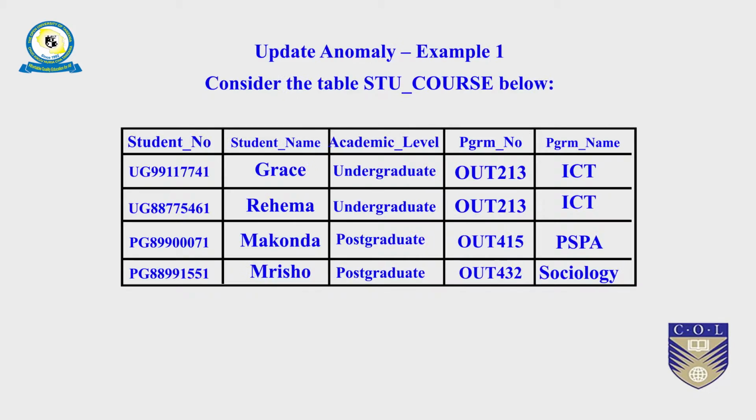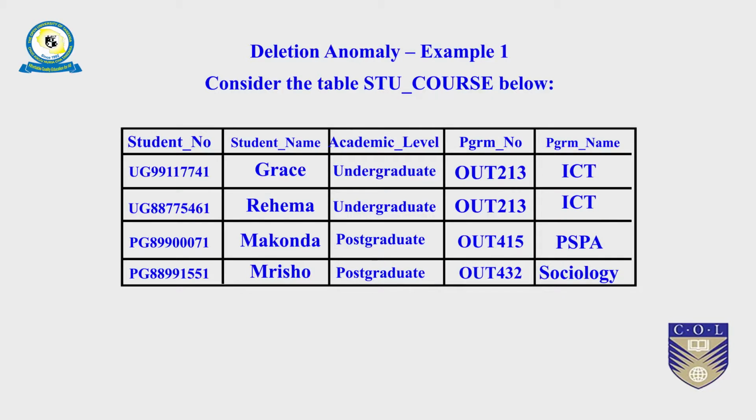Let us look at another example for update anomaly. We've got a student table with student number, student name, academic level, program number, and program name. Let us see if you want to update the details of the ICT program in this table. Then you have to update 2 rows in that database. As I said before, this is just an example. Maybe you have a very big database or a large table with 1,000 records. You cannot go to each row and start updating the records you want to update. That is a problem of update anomaly.